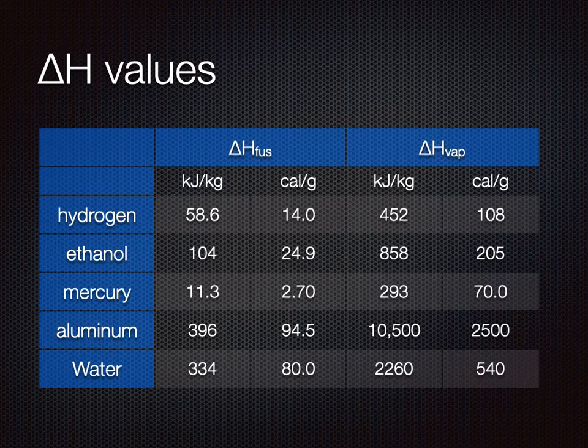Here are some delta H values. And one of the interesting things to look at here, if you pay close attention to this diagram, particularly the first column and the third column, because those are both in kilojoules per kilogram. If you look at the heat of fusion, melting something, versus the heat of vaporization, vaporizing something, a significantly higher amount of energy is required to convert something from liquid to steam than from solid to liquid.